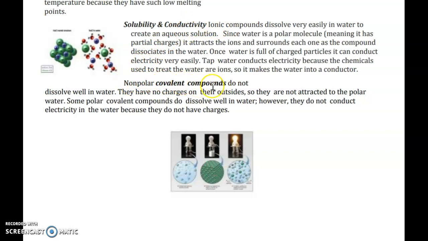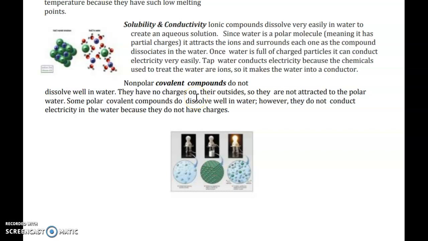Nonpolar or covalent compounds do not dissolve well in water. They have no charges on their outsides, so they're not attracted to the polar water that has the positive-negative charge. Some polar covalent compounds do dissolve in water. However, they do not conduct electricity in water because they do not have charges.